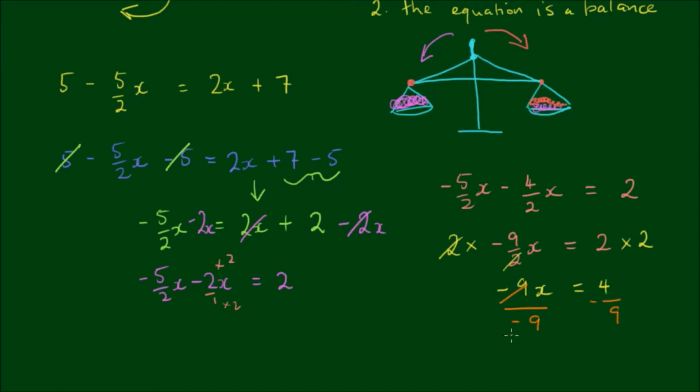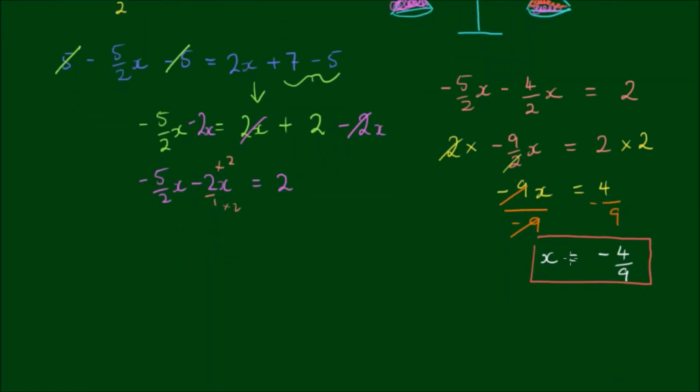So negative 9 and negative 9 cancel, and we are left finally with x is equal to negative 4 on 9. Unfortunately, there are no common factors between the number 4 and the number 9, so this fraction can't simplify any further than that. So our final answer is x equals negative 4 on 9.